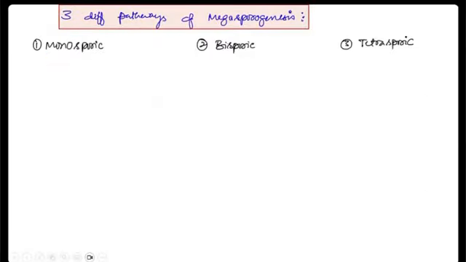There are different pathways of how megasporogenesis takes place. They are monosporic, bisporic, and tetrasporic. I just left it blank because you might not require this since it is not under the syllabus. If you are very keen to know about these things, you can Google it or see it from any source. But they are not as such important for you.